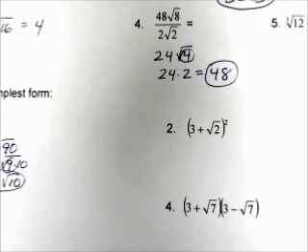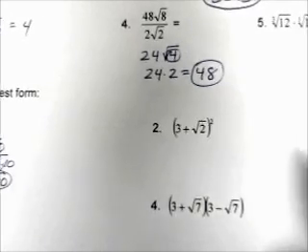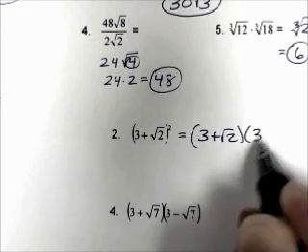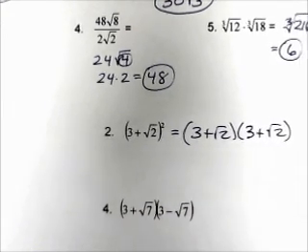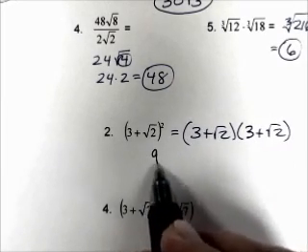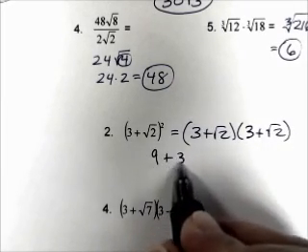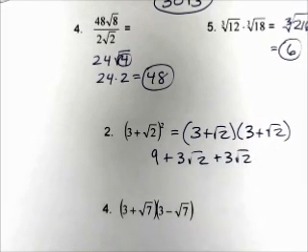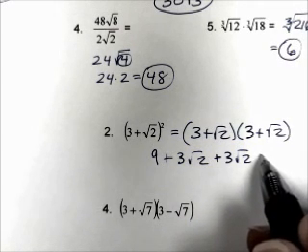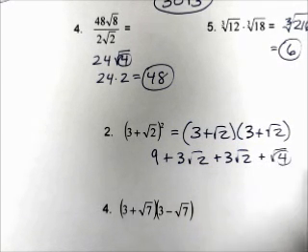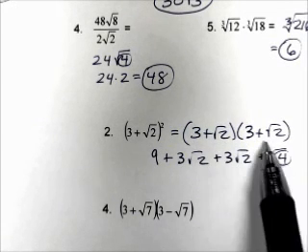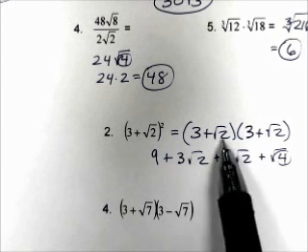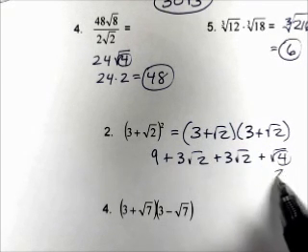Number 2. 3 plus the square root of 2 squared. Now remember, this means 3 plus the square root of 2 times 3 plus the square root of 2. So we need to FOIL. First term, 3 times 3 is 9. Outside, 3 times the square root of 2 is 3 square root of 2. Inside, square root of 2 times 3 is 3 square root of 2. And last, square root of 2 times square root of 2 is the square root of 4, which is 2, right? When you multiply a square root by itself, it's like removing the square root symbol. So the square root of 2 times the square root of 2 will equal 2.